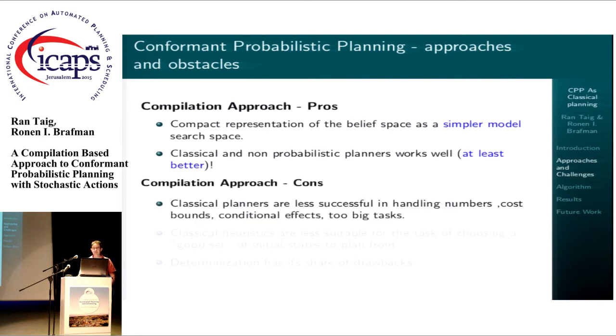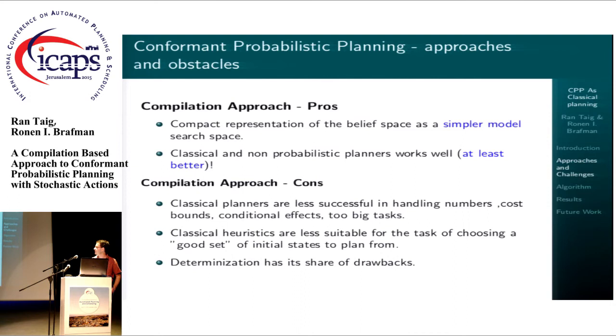The cons are that classical planners were not meant to solve those compiled problems, which typically include numbers and cost bounds and conditional effects. Compiled problems are usually pretty big, and classical planners are not too successful in solving them. And once again, classical heuristics are not suitable for the task that we're asking them to do, finding a good set of initial states in our case. And when we enter determinization into the picture, it has its own drawbacks, of course.